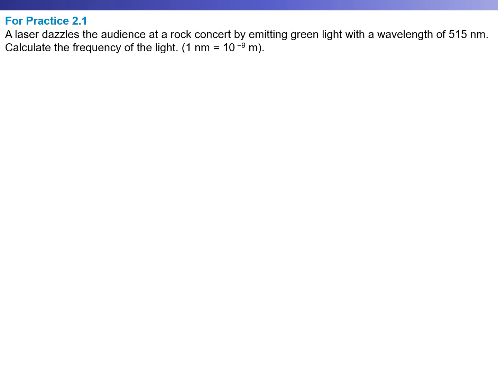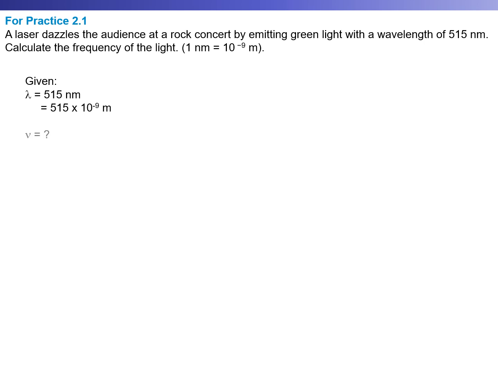All right, so here's our first problem, and we're being told that we have a green light with a wavelength of 515 nanometers, and we need to figure out what the frequency of that light is. They're even giving us a conversion factor, where 1 nanometer is equal to 10 to the negative ninth meters. So I always like to start with what we're given, and what we're given is 515 nanometers, and we're going to go ahead and convert that into meters. So we could just say 515 times 10 to the negative ninth meters.